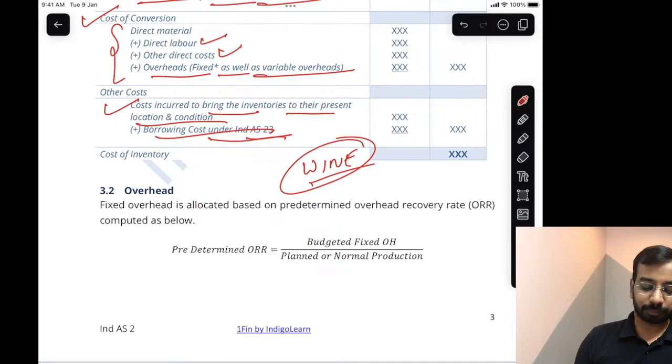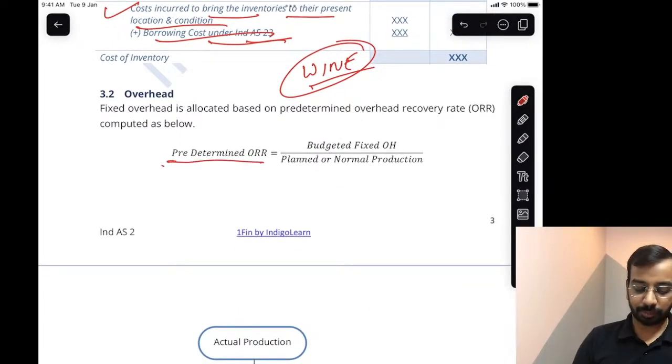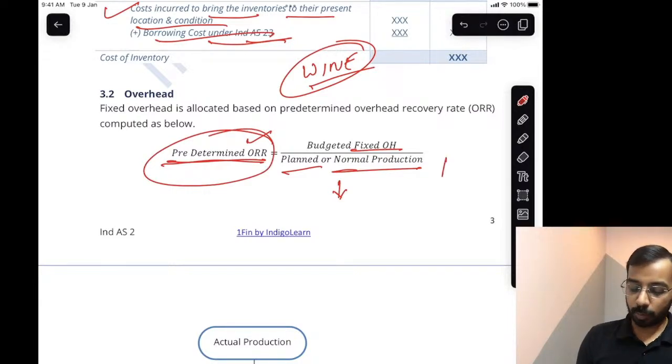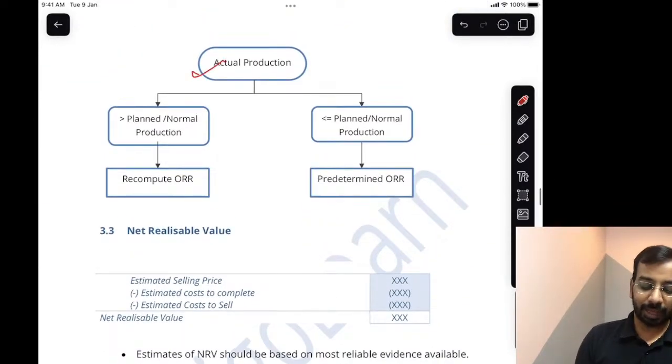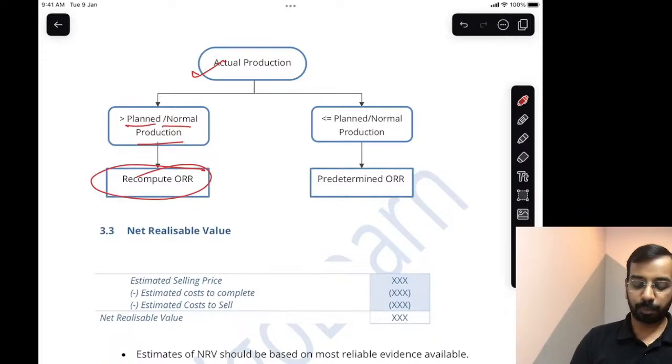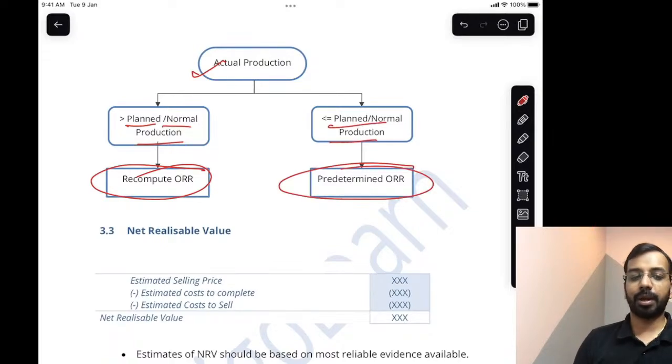So in that case, it may qualify as an asset, and as per Ind AS 23, we may capitalize them, right? Now, as I told you, we calculate something called a predetermined overhead recovery rate: budgeted fixed overhead divided by planned or normal production. Now, if the actual production is less than normal, you will use the same rate. If the actual production is more, you will recalculate the rate. So, if the actual production is greater than the planned or normal production, you will recompute the overhead recovery rate. If it is less than the planned production, you will use the predetermined ORR.